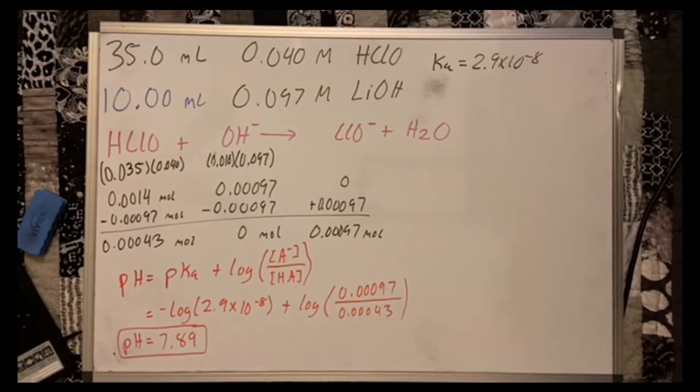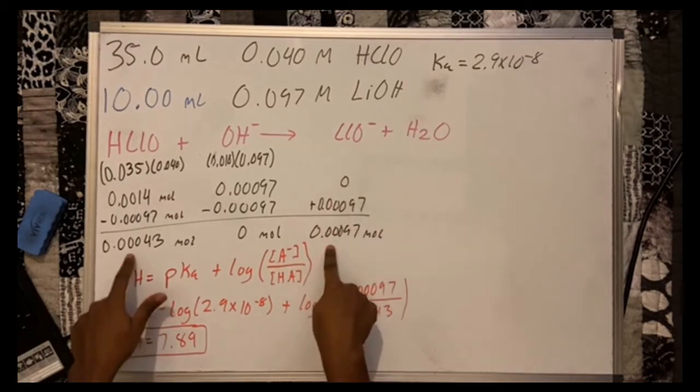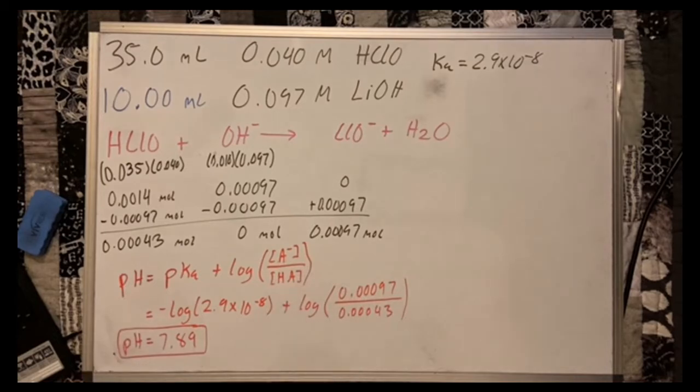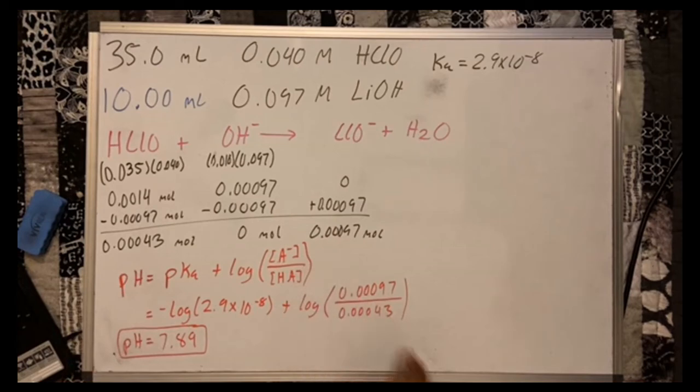Questions on that? So we don't need an ice table here because it's a buffer, and the ice table is kind of embedded in this equation. If it's only this acid or only that base, then you have to do an ice table. But in our case, we have both of them, so we can use our buffer equation. If you have both, use a buffer. If you have one or the other, use an ice table. Any other questions?